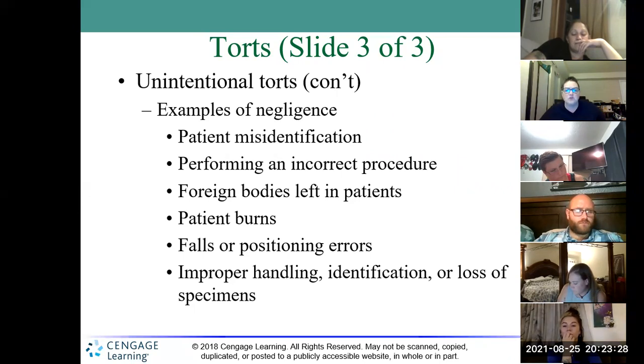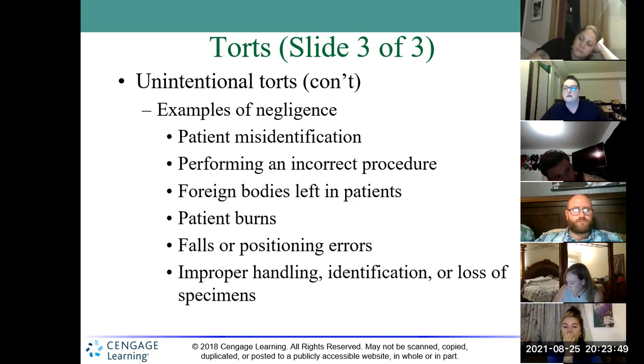The next one, falls or positioning errors. As you get into positioning again, you'll see that there can be some errors that take place, especially if you practice with each other. You can see there are some positions on that OR table that are very uncomfortable. They've started using a lot of bean bags now so that they're able to air inflate and keep the patient a lot more comfortable.